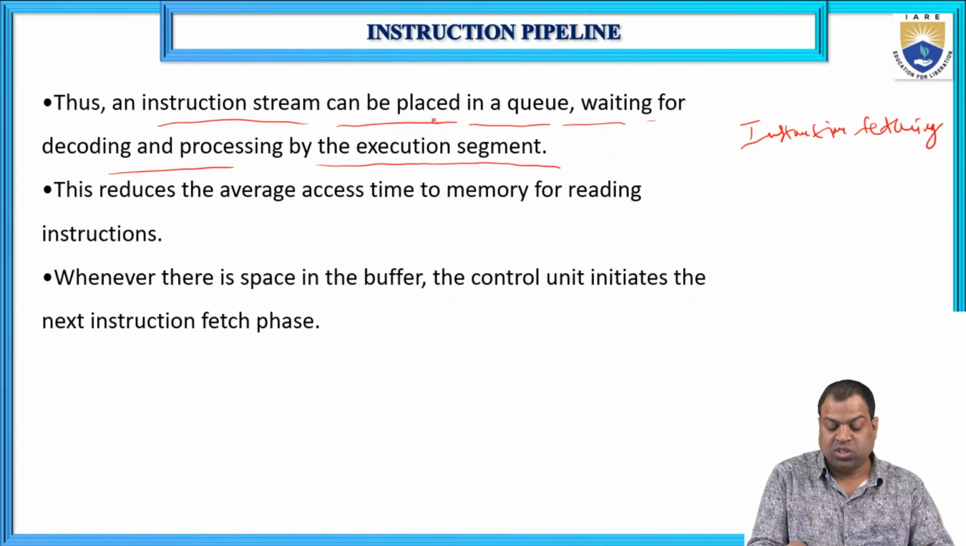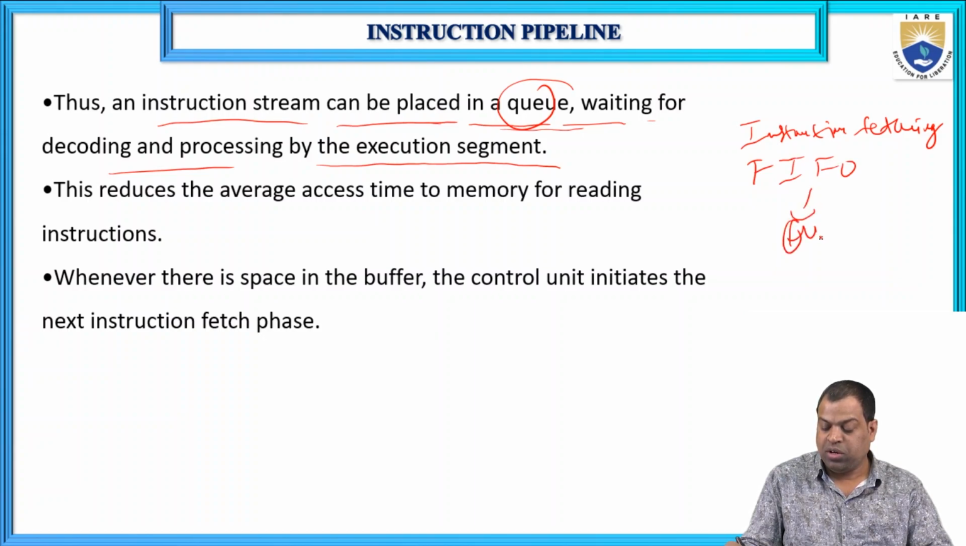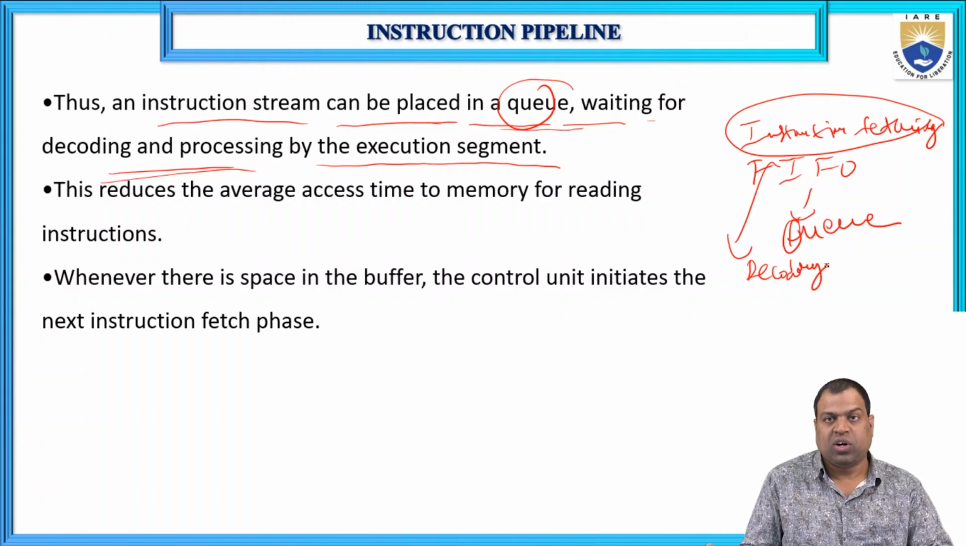So, the instruction stream can be placed in a queue. We already discussed that a queue means first in, first out. So maybe we have to go for the queue, waiting for decoding and processing. Once instruction fetching is completed, only then do we go for the decoding process. Maybe there will be waiting time in the queue, and after the queue, we go for decoding, then for the execution of the segment. And this reduces the average access time to memory for reading instructions.